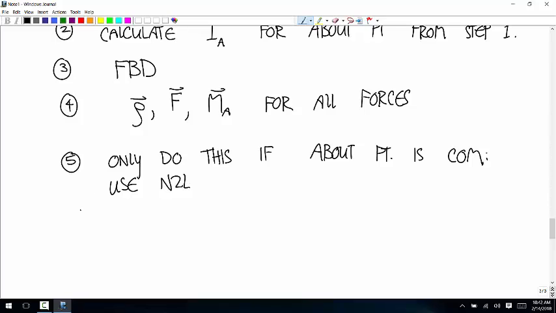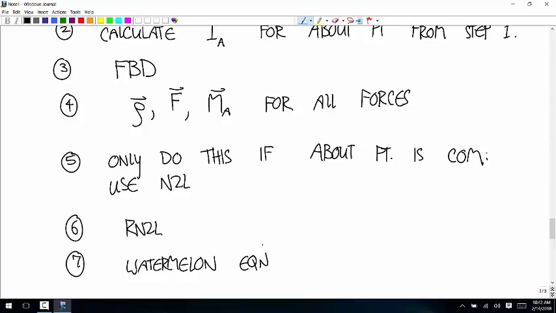Okay. Sixth, rotational Newton's second law. And then the last thing, after step six, you've calculated the angular acceleration, which is what you have to do in every one of these problems. Then seven, you'll usually have to use the watermelon equation to find something else. Or if you don't, that's when you can eat some watermelon and relax.